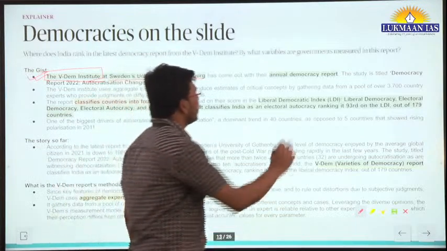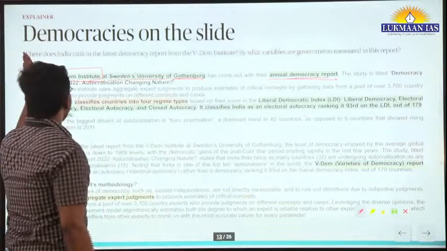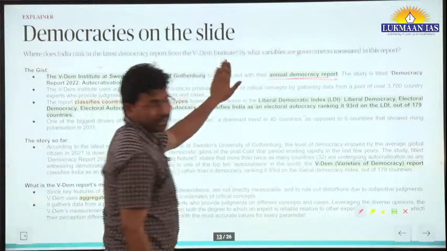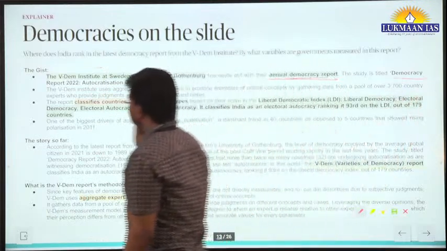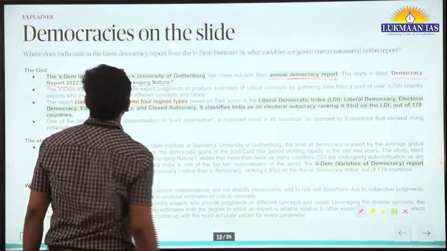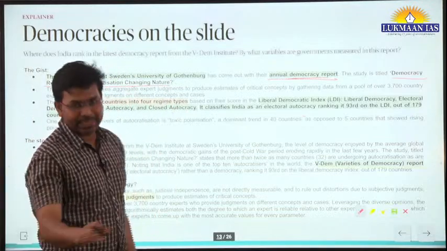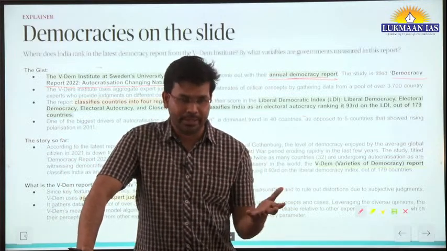Okay, this is an annual democracy index. The full name of this particular report is Democracy Report 2022: Autocratization Changing Nature. Autocratization means converting a democracy into an autocratic form of government.